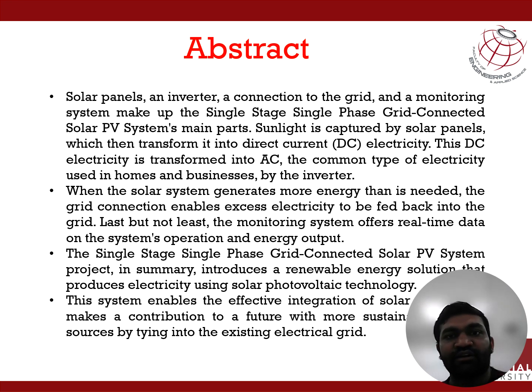Solar panel, inverter, connection to the grid and monitoring system make up the single stage single phase grid connected solar PV system. Usually we use the solar PV panel for this project, and the sunlight is captured by the solar panel, which transforms it into direct current electricity. This DC electricity is transformed into AC, the common type of electricity used in homes and businesses, by the inverter. When the solar system generates more energy than is needed, the grid connection enables the excess electricity to be sent back to the grid. The monitoring system offers real-time data on the system operation and energy output.